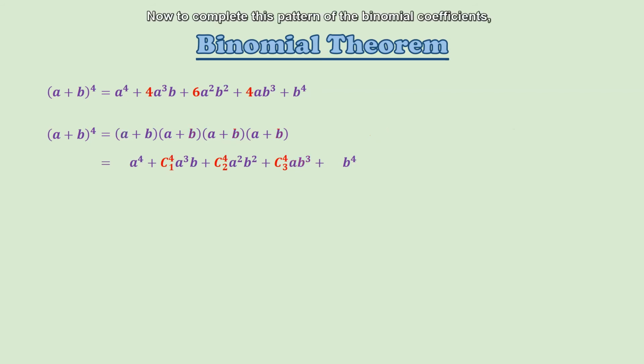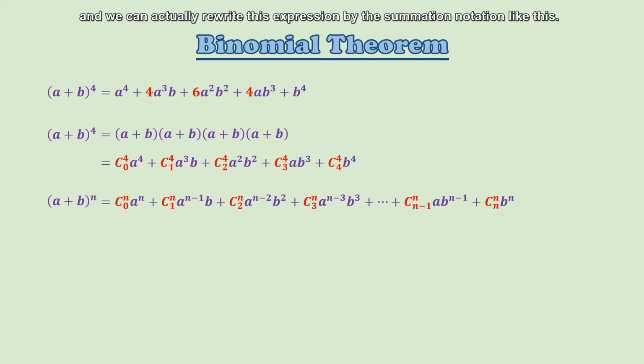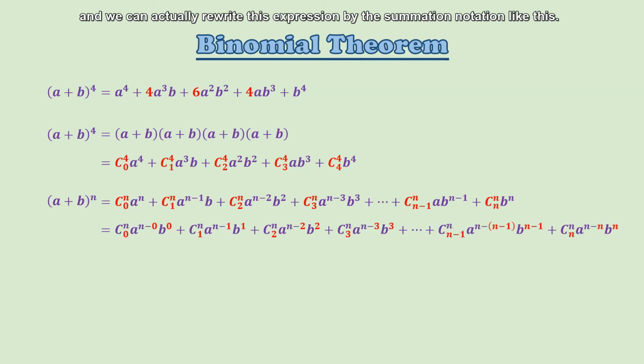Now to complete this pattern of the binomial coefficients, we can write 4C0 and 4C4 here, because we know that these two values are equal to 1. From this nice pattern of binomial coefficients, we can see that we can actually expand (a plus b) to the power n by considering the combination nCr. And we can actually rewrite this expression by the summation notation like this.